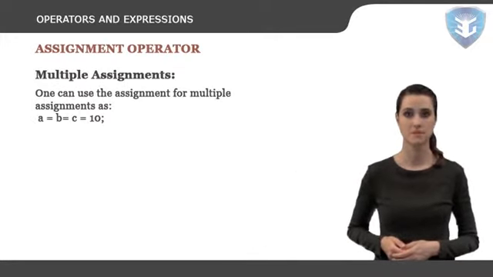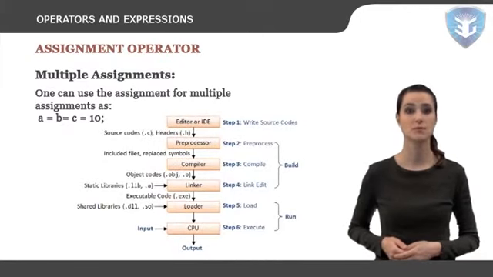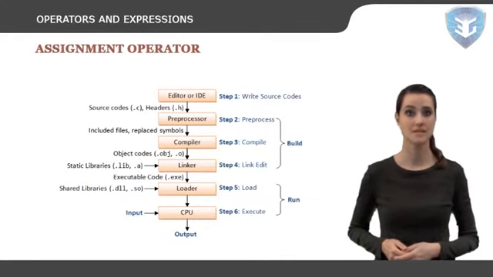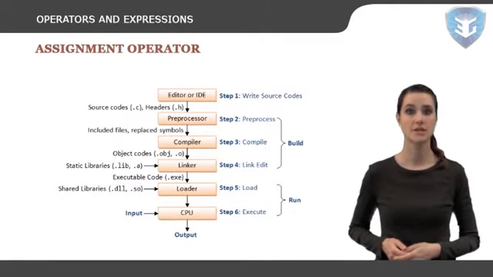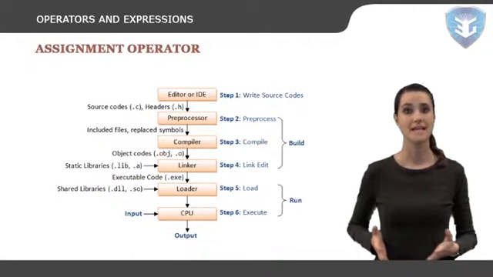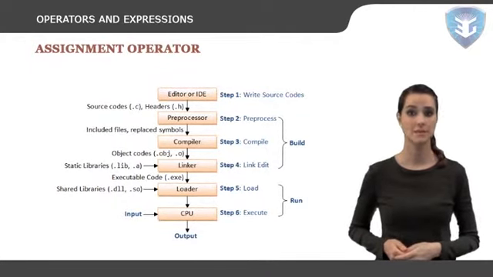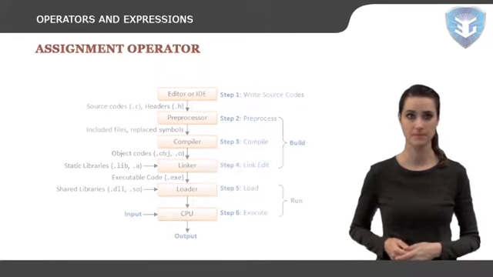Multiple assignments. One can use the assignment for multiple assignments, that is, A = B = C = 10. At the end of this expression, all variables A, B, and C will have the value 10. Here, the order of evaluation is from right to left. First 10 is assigned to C. Hence, the value of C now becomes 10. After that, the value of C is assigned to B. Hence, the value of B becomes 10. Finally, the value of B is assigned to A. Hence, the value of A becomes 10.